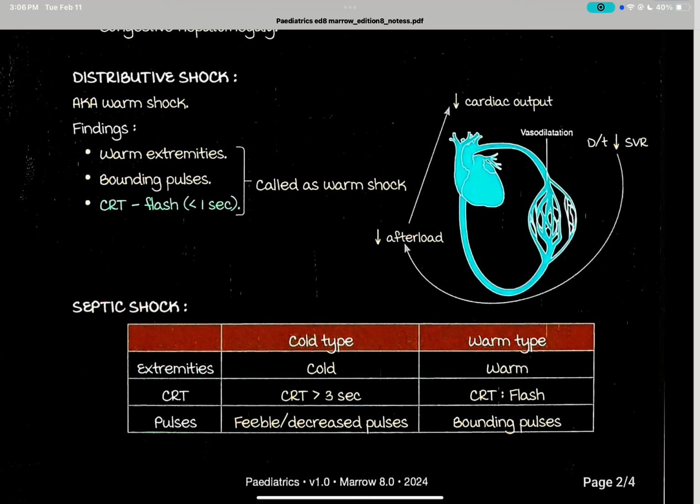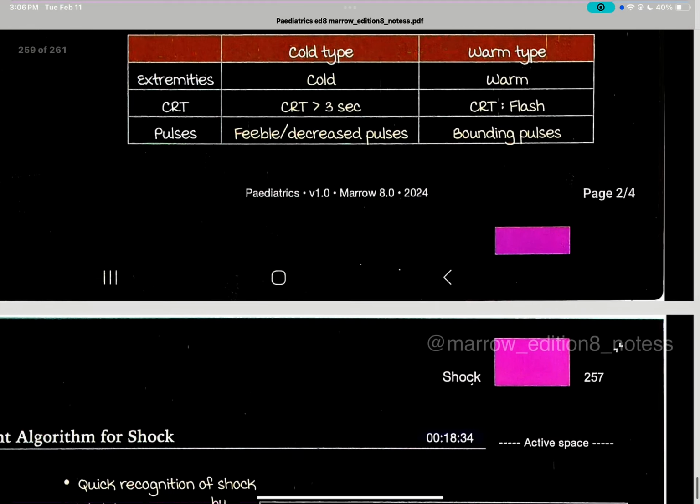Septic shock, cold type and warm type. Cold extremities in cold shock, warm extremities in warm shock. Capillary refill time is increased in cold. In warm, it is flash, that is less than 1 second. Pulses are feeble and decreased in cold, and bounding in warm.